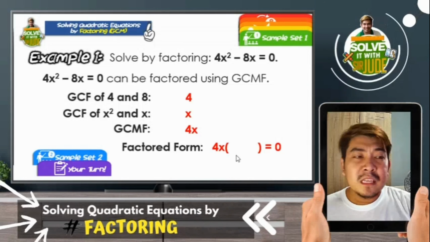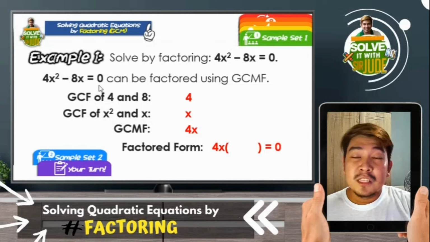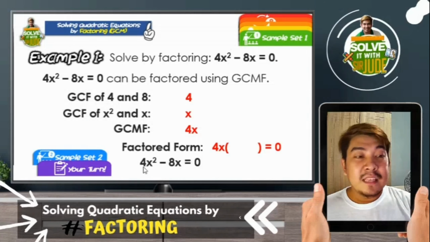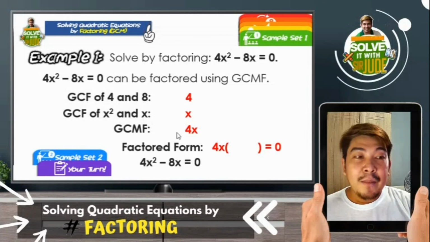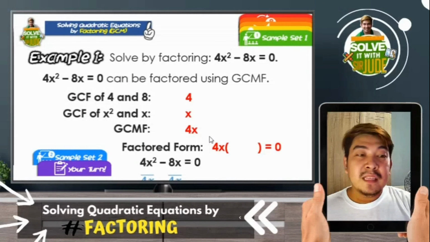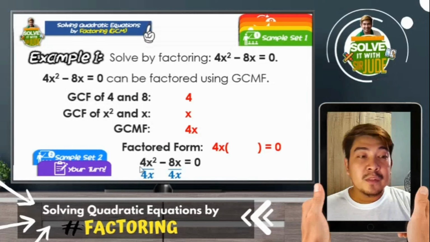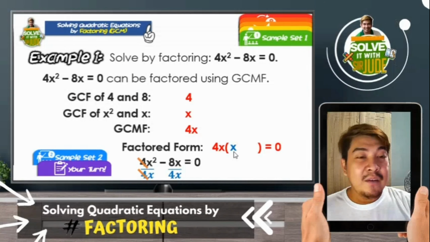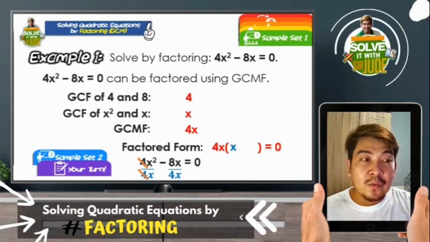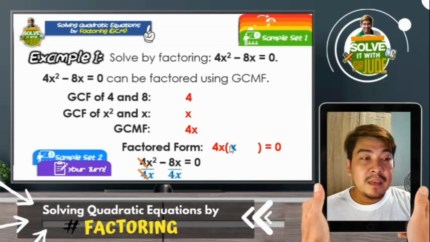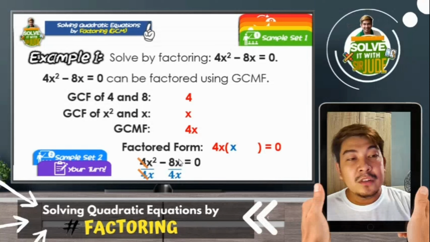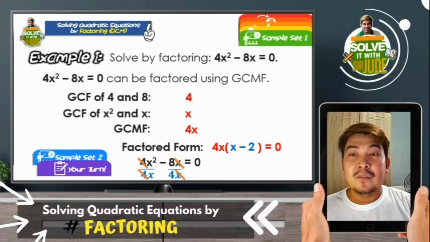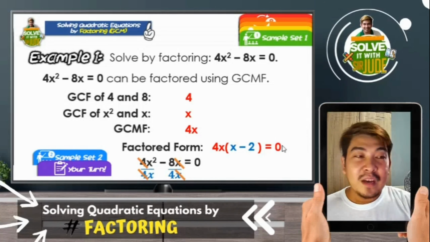Sir, paano po ba natin malalaman yung natira out of the original equation since pinactor out natin si 4x? Babalik tayo sa original equation, and then each of the terms will be divided by the GCMF. So divide natin parehas by 4x. 4x squared divided by 4x, pwede natin i-cancel si 4, and it will have a quotient of x. x squared divided by x, that will be x. And then for the second term, negative 8x divided by 4x, ang magiging quotient will be negative 2. Ayan na, meron na tayong factored form.